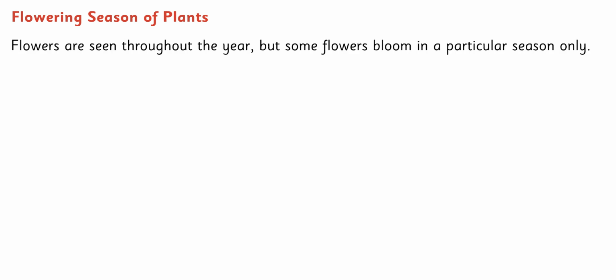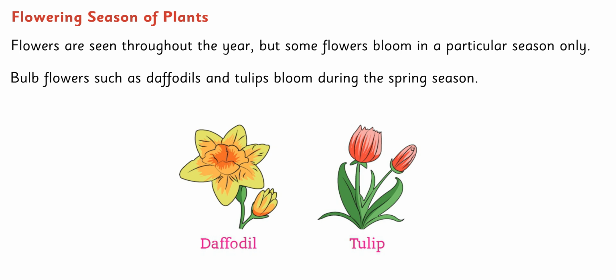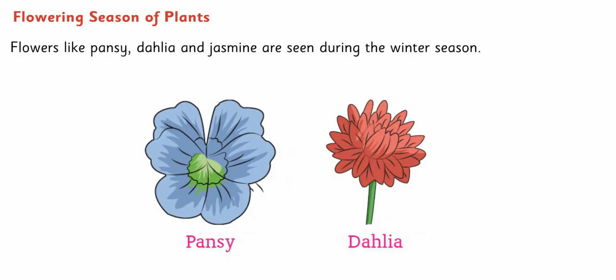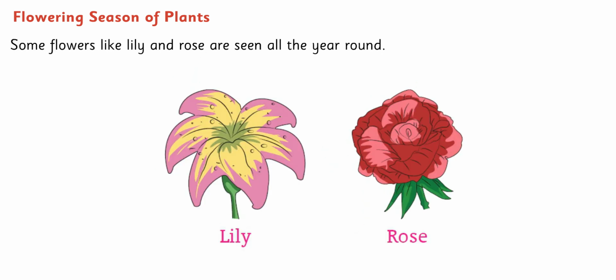Flowering season of plants. Flowers are seen throughout the year, but some of them bloom in a particular season only. Bulb flowers such as daffodils and tulips bloom during the spring season. Flowers like marigold and sunflower are seen during the summer season. Flowers like pansy, dahlia, and jasmine are seen during the winter season. Some flowers like lily and rose are seen all the year round.